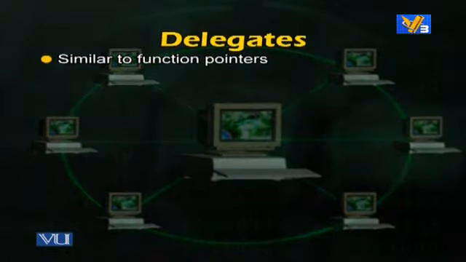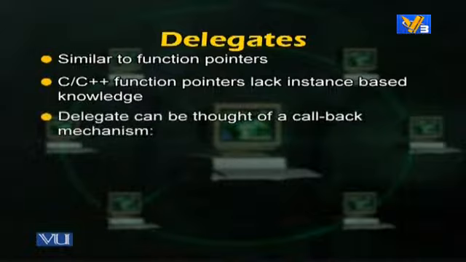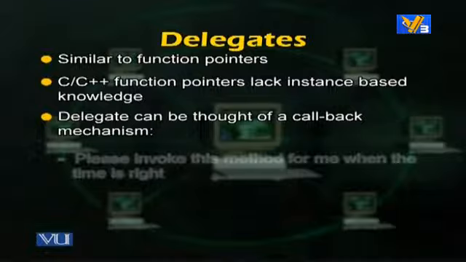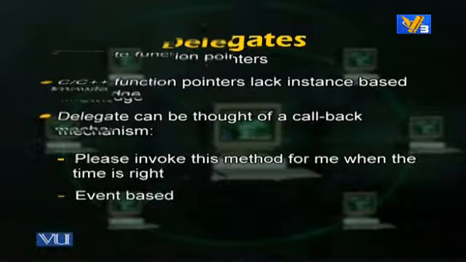As I said, it is similar to function pointers. C++ function pointers lack instance-based knowledge. So which instance they come from, that knowledge is not present in these pointers. Delegates can be thought of as a callback mechanism where we say: please invoke this method for me when the time is right. So when a certain event occurs, invoke this method. So this is event based.